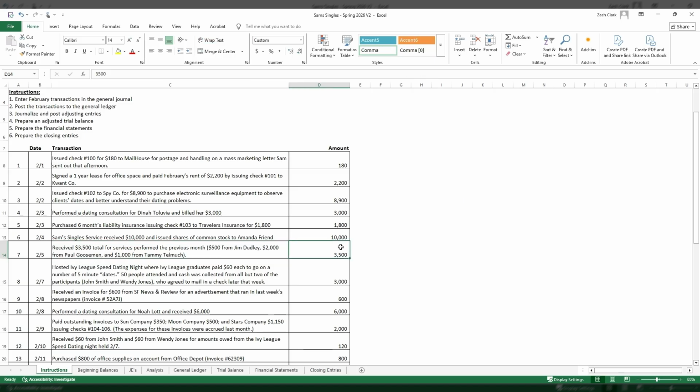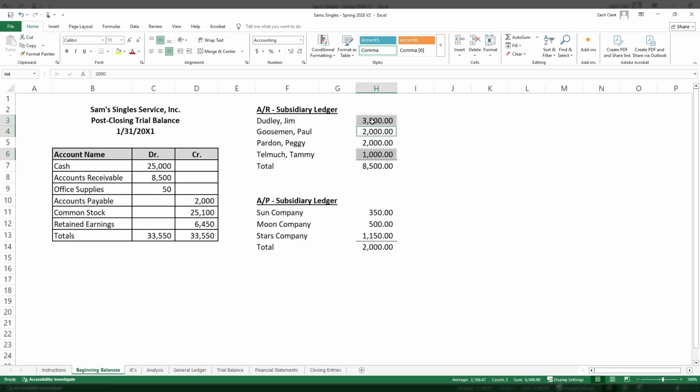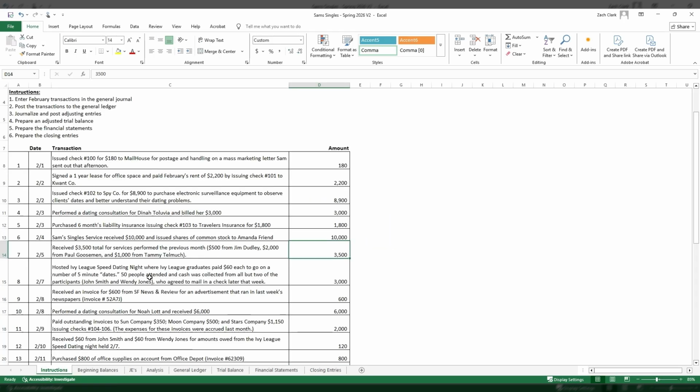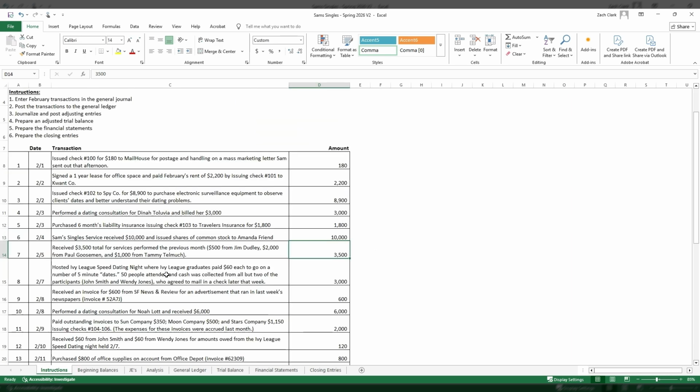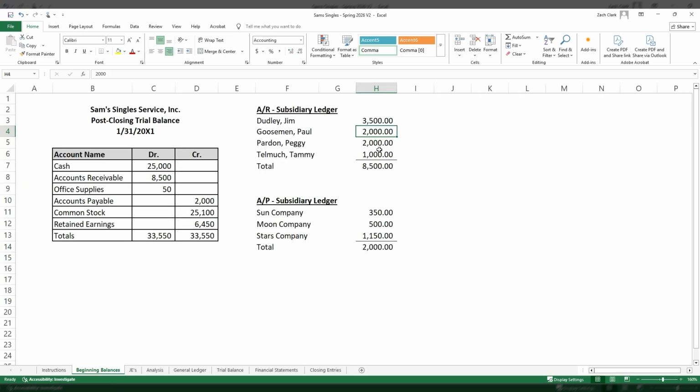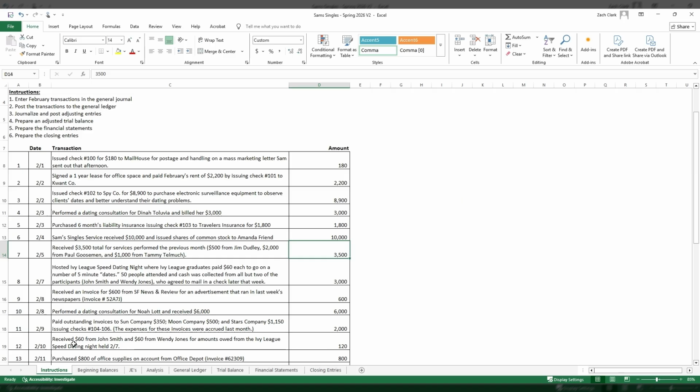And really, if we were to look at this in detail, it would just be a portion of the total collected from Dudley, it looks like, because the total outstanding amount is $3,500. We're only receiving $500. We did get $2,000 from Gooseman, so that full balance has been collected, and then $1,000 from Tammy Telmuch, so that is fully collected as well. So really, Jim Dudley will still owe us $3,000, it appears, because we only collected $500.